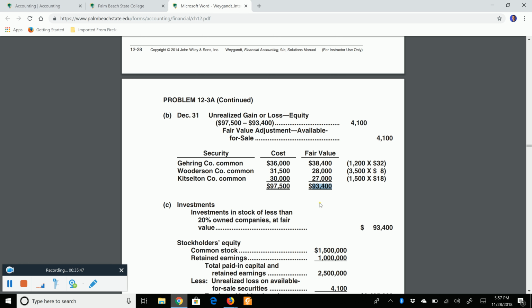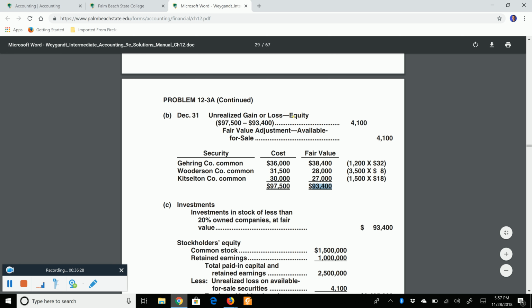93,400. And so one of the last journal entries we need to put together at the end of the year is we need to compare our cost, our original purchase price, to the fair market value. The difference is going to be either an unrealized gain or loss. In this case, the market values are $4,100 less than our original cost. That will be an unrealized loss, which we will debit. And we will credit this account called fair value adjustment. Remember, the fair value adjustment account is going to be combined with the investment account on the balance sheet.